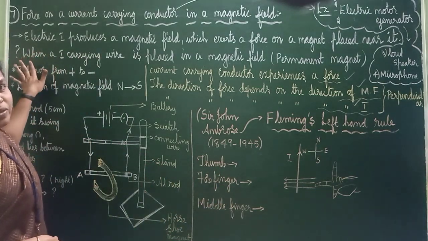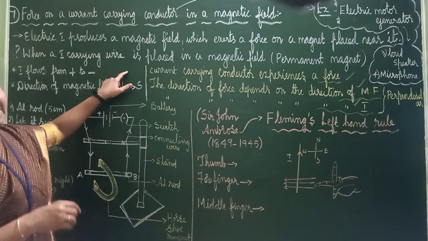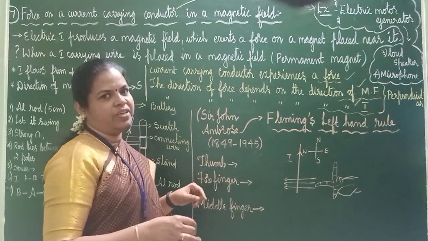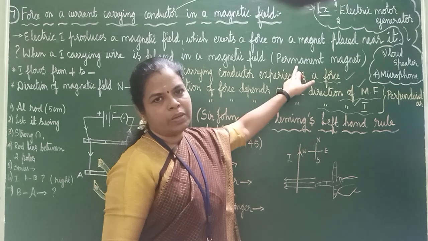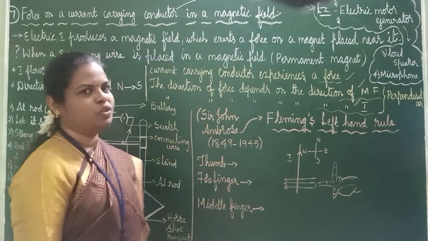Next thing we are going to study is when a current carrying wire is placed in a magnetic field, that means a permanent magnet is used. If a permanent magnet is used, what happens? That's what we are going to see today. Okay, shall we see?